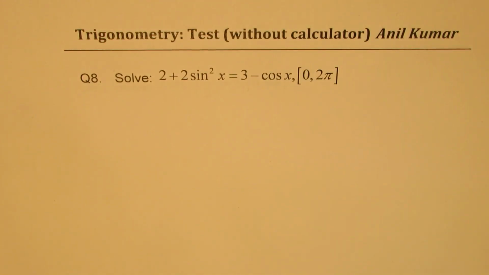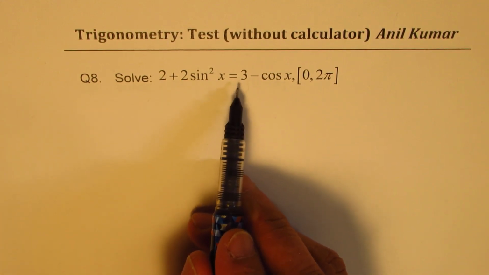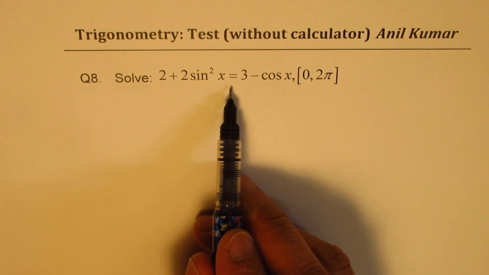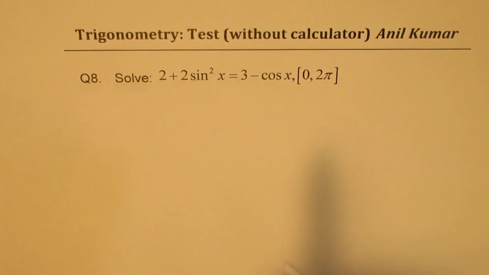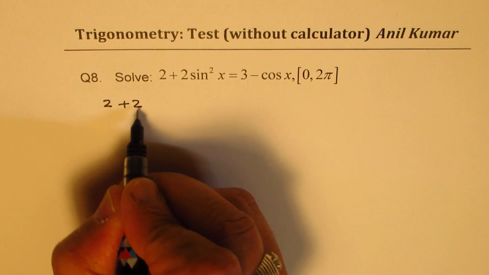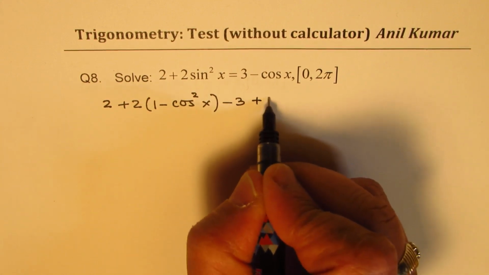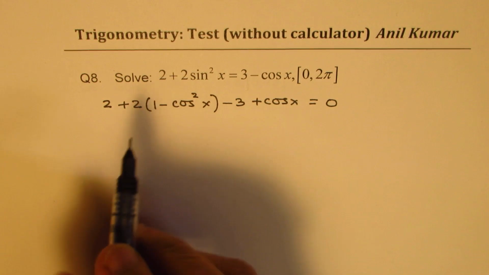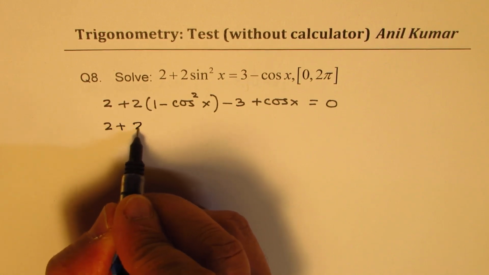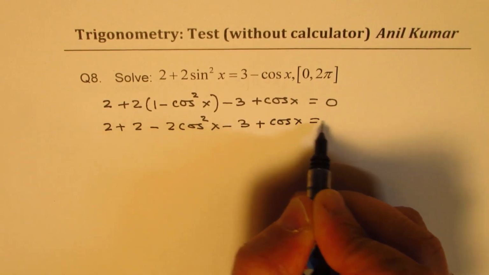Let's move on and take question number 8. We have 2 plus 2 sine square x equals to 3 minus cos x. This time we have to provide solution between 0 to 2 pi. Now, it is better to write sine square x as 1 minus cos square x and bring all the terms together. So we'll rewrite this as 2 plus 2 times 1 minus cos square x, bringing 3 here because it's minus 3 plus cos x equals to 0. Right? So 2 minus 3 is minus 1, and let's open the bracket first. So you get 2 plus 2 minus 2 cos square x minus 3 plus cos x equals to 0.